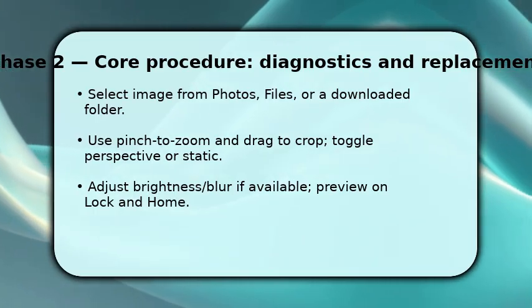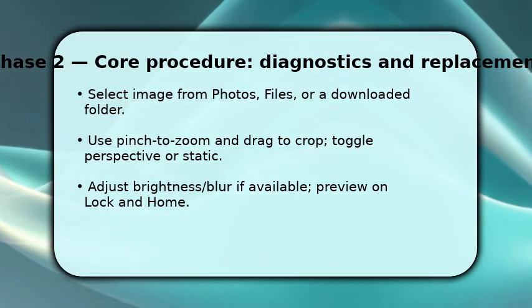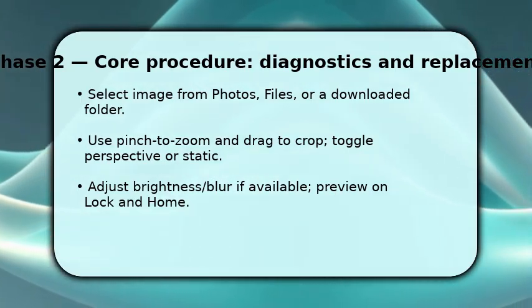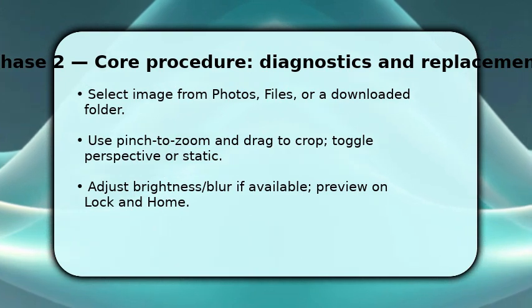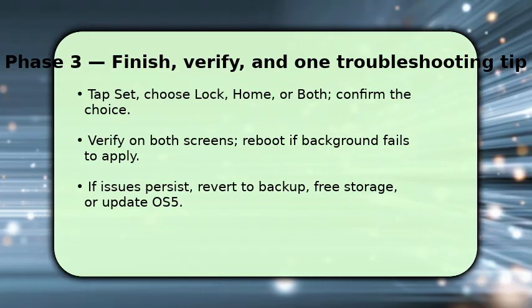If the system offers brightness or blur adjustments, make those changes and preview on both lock and home screens. Doing this prevents surprises once you set the background. You finish by tapping Set, then choosing Lock, Home, or both. This defines where the new background appears.